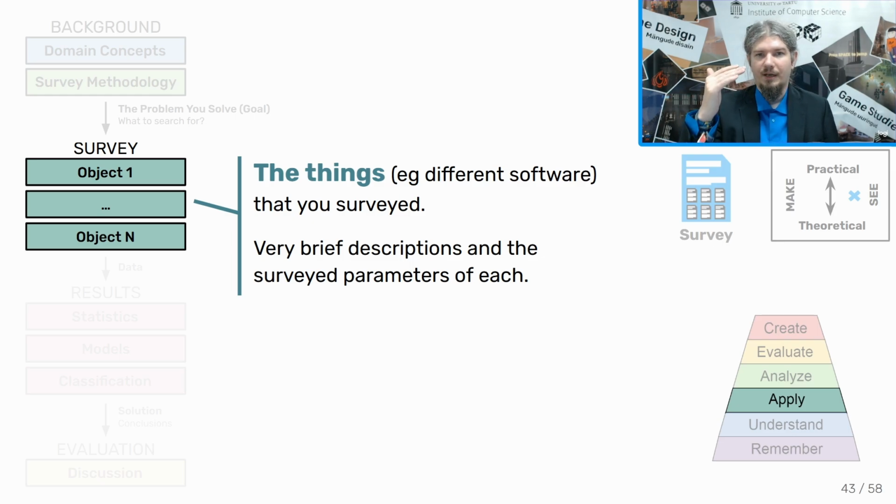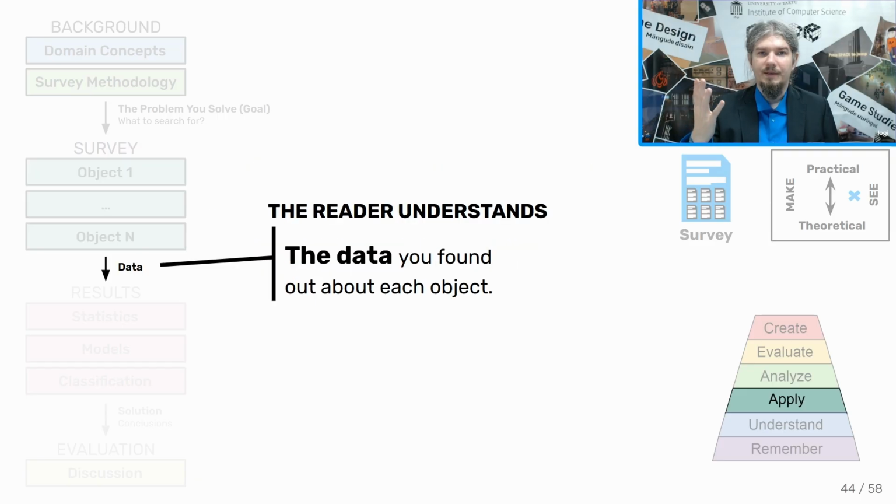Furthermore, you can now specify how you're measuring some parameters for each of those objects. So for example, if they're curricula, then maybe you are profiling them based on their contents. So how many math courses do they include, or how many game design courses do they include, or how many programming courses they include. So this can also be described here. After that part, the reader should understand the data that you have found. So those objects that you had, the data for each of them, and how is that data structured.